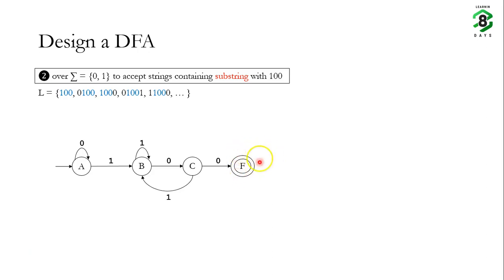Now once we have reached the final state, as we have seen in the previous case, irrespective of whatever we get after this, the string will always contain the required substring 100. Hence, there will be a loop in the final state. Now, again, the observations are that dead state is not required in this case. Loop in the final state.